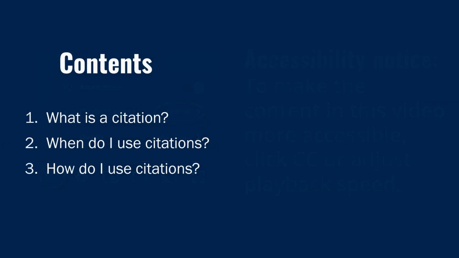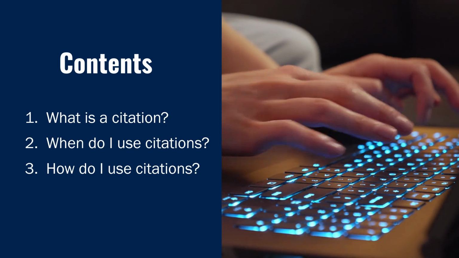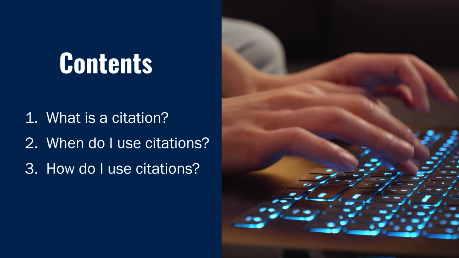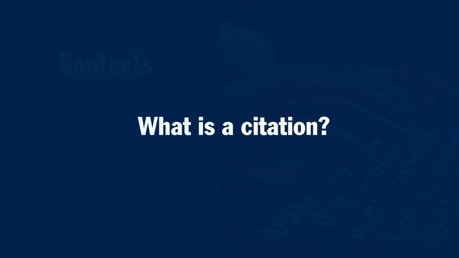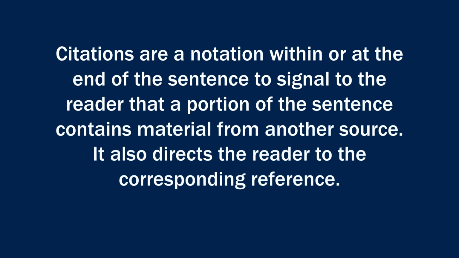In this video, you will learn about APA citations, when to use them, and how to format them according to the latest edition. But what is a citation? Citations are a notation within or at the end of the sentence to signal to the reader that a portion of the sentence contains material from another source. It also directs the reader to the corresponding reference.